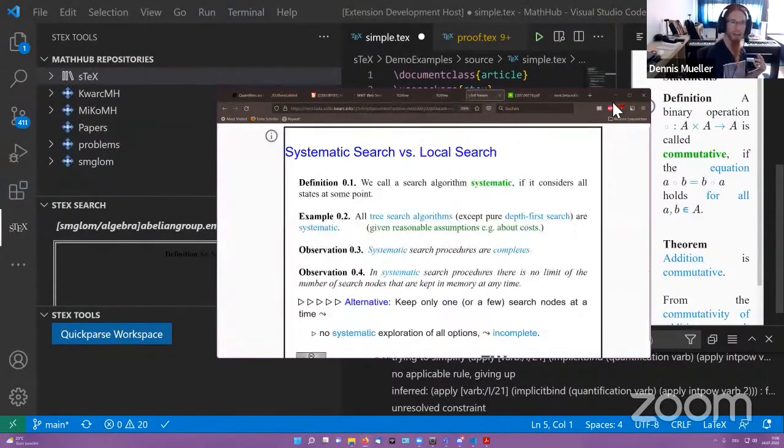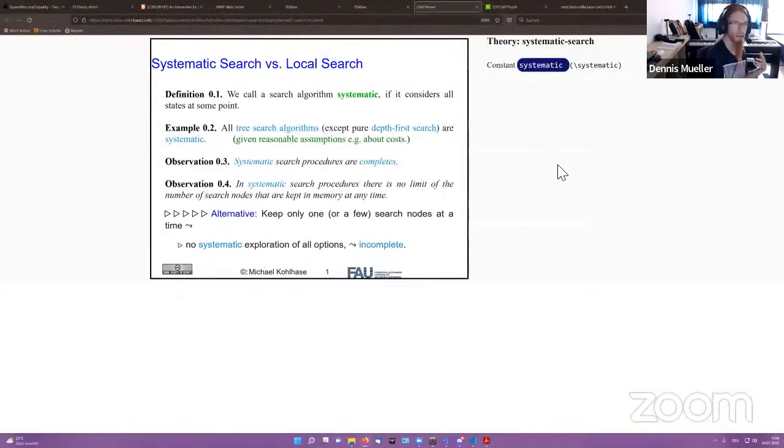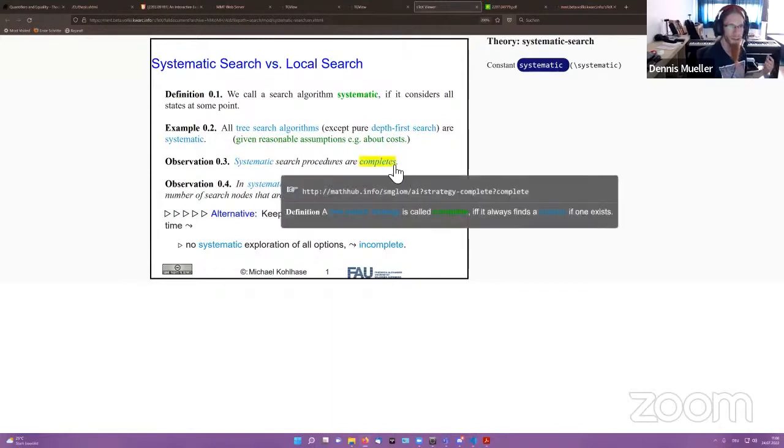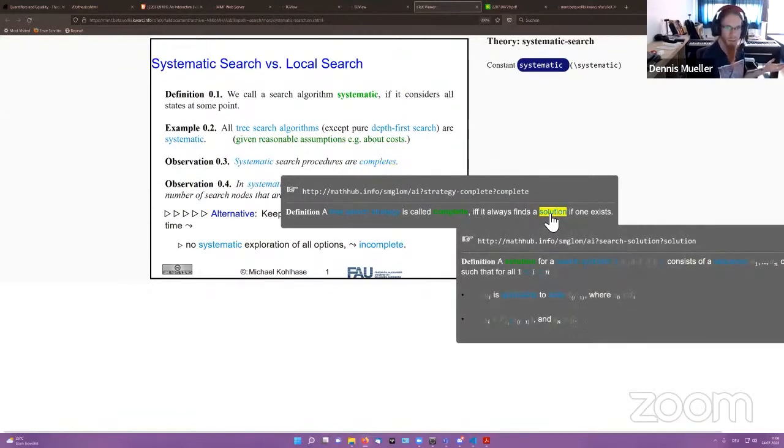And one more nice thing you can do if you know about all of these concepts is you can generate guided tours. Here's one nice example. This is just one slide somewhere from Michael's lecture notes. So you might look at this and think, okay, systematic search procedures. Okay, here it says what systematic means, but what does it mean for a systematic search procedure to be complete? That is a typo, complete. So you can now hover over this and it will tell you, and then you can hover over solution and then it will tell you.